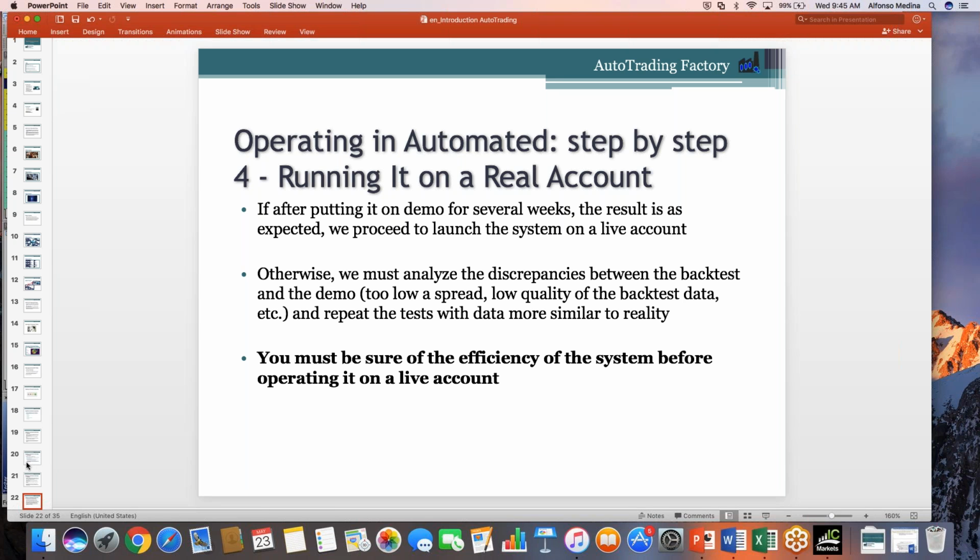If there are discrepancies between the demo account and the backtest, like maybe too low of a spread, or maybe you chose too much data or too little data to run it against, you would have to repeat the test with data more similar to reality. We always encourage you to make sure that you know that it's efficient before operating on a live account with real money.